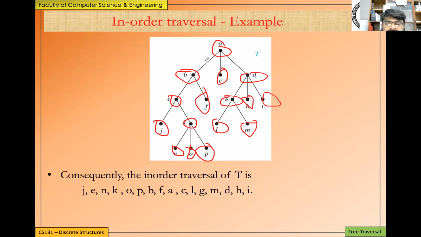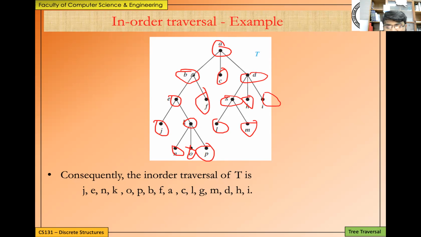So the order here is, if I do it once again, and since this is in-order traversal, it starts from A, but it's not going to print it. It first goes to the left child, left child, left child, performs in-order again, goes to the left child, performs in-order again, goes to the left child of J, which is not possible. So in-order here, the result is J. Then it prints E. Then it goes to the left subchild of this one, which is N, right? Then K itself, then O, and then P.